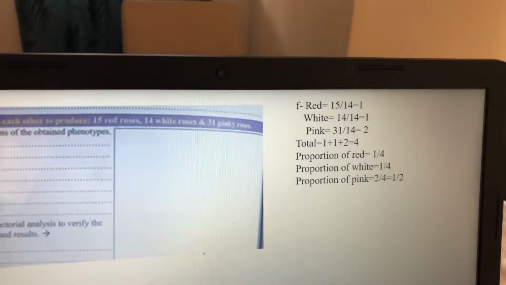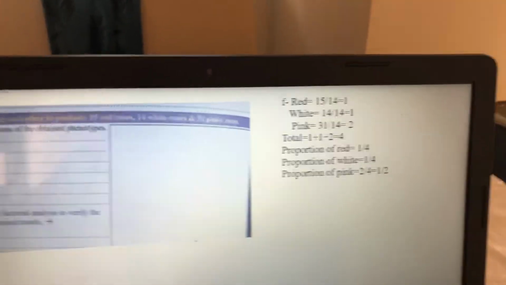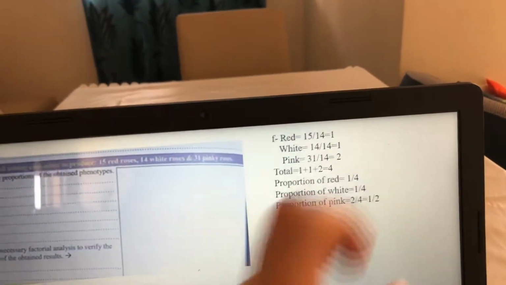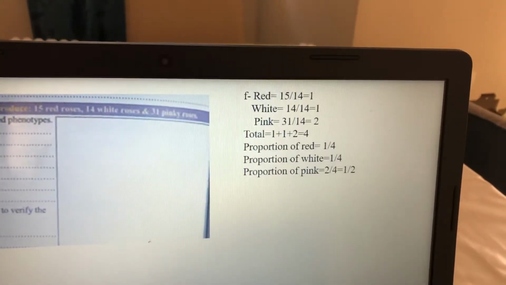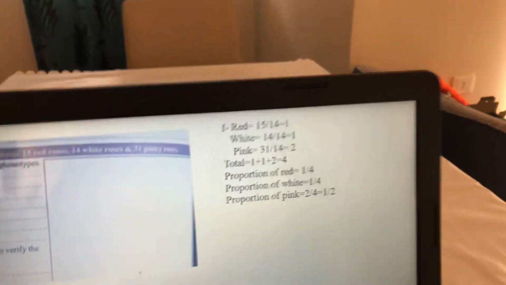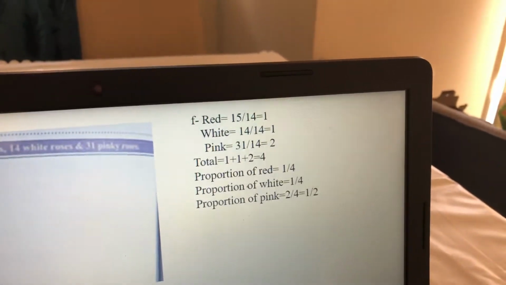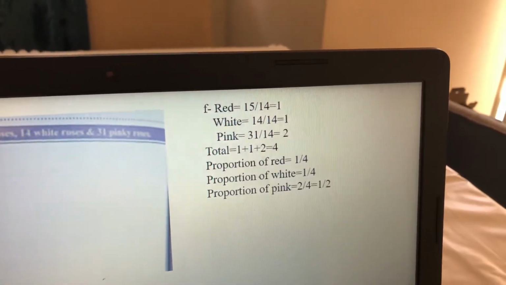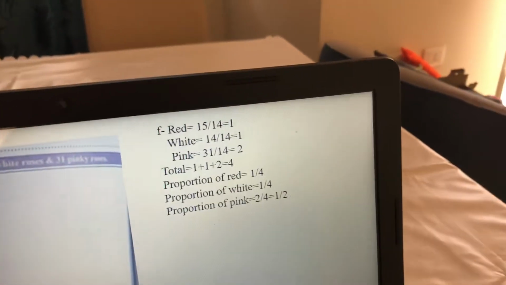You have to do rounding, okay? If you have 0.9, you round it to 1, or 1.1, you round it to 1. 14 over 14 is 1, and 31 over 14 is 2. So the total will be 1 plus 1 plus 2, which is 4. So the proportion of red is 1 over 4, proportion of white is 1 over 4, and proportion of pink is 2 over 4. With simplification, it's going to be 1 over 2.